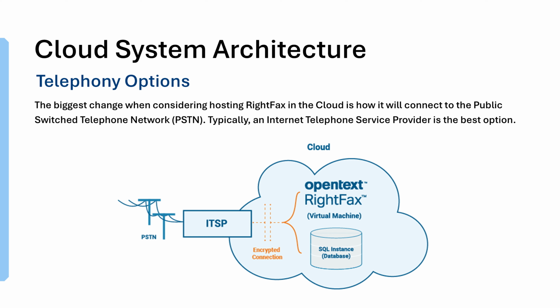Typically, when moving RightFax to the cloud, the biggest questions we receive from customers revolve around telephony. How do we connect to the public switched telephone network? Do we need to route phone traffic back to our on-premise PBX? Does our phone provider have a presence in the cloud, such as access to Azure, AWS, or Google? But the best question to ask is: is there a better telephony option for RightFax, especially one that is cloud-based?